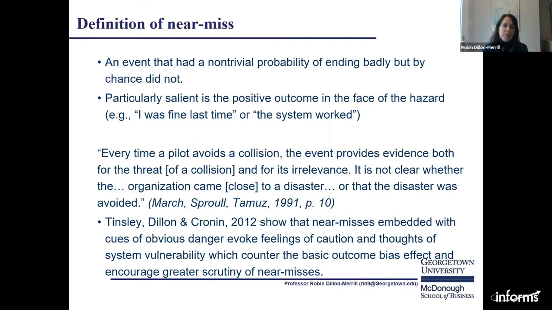And so what we encourage in this research is knowledge and awareness and understanding of these kinds of events so that you explore them further and that you don't just treat them as success. In some of our research, we show that it has a lot to do with how obvious the cues of danger are. So near misses embedded with cues of obvious danger invoke feelings of caution and thoughts of system vulnerability, which will counter this basic outcome bias effect and encourage greater scrutiny of near misses. So if something happens and you're scared enough, or if this near collision is scary enough, people will change their behavior. But too often people take chances and they get away with it, and they don't have these obvious feelings or obvious cues of danger, in which case they don't.